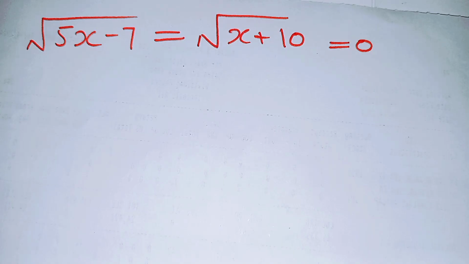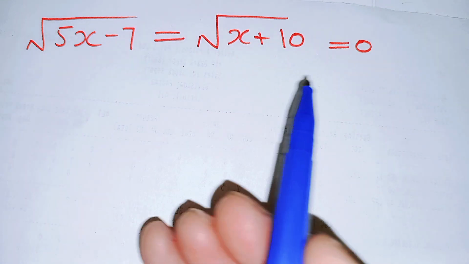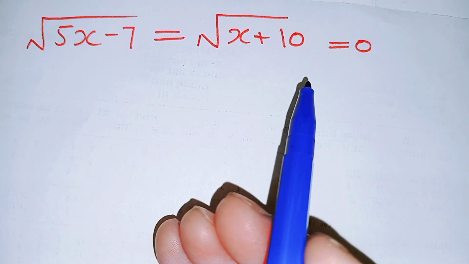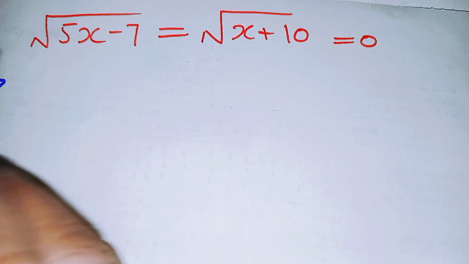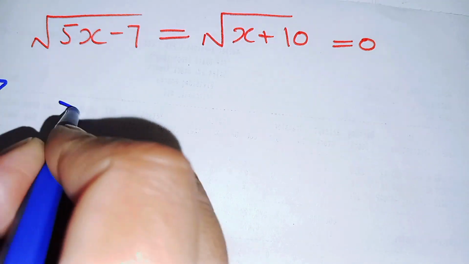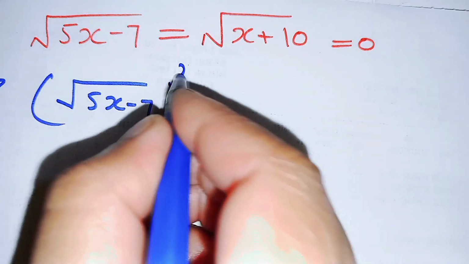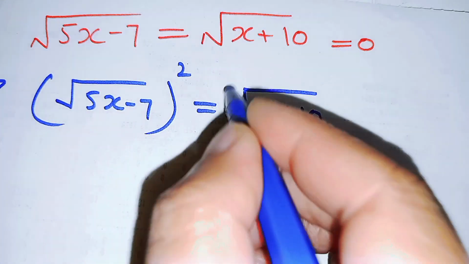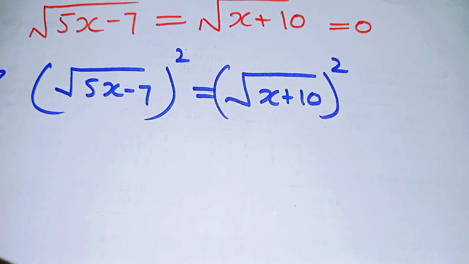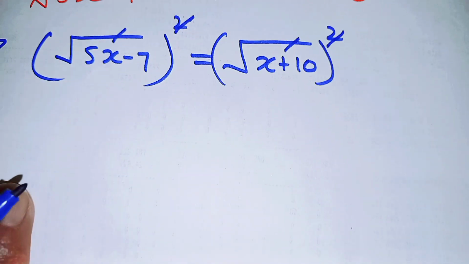And now here is another square root problem, which is square root of 5x minus 7 is equal to square root of x plus 10. And now here, first of all, we are squaring both sides, so it can be written as square root of 5x minus 7 whole to the power of 2 is equal to square root of x plus 10 whole to the power of 2.